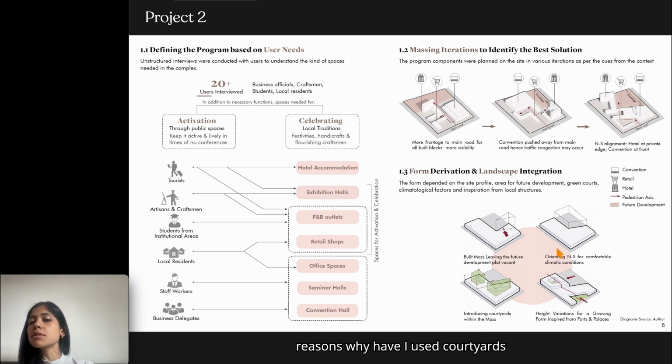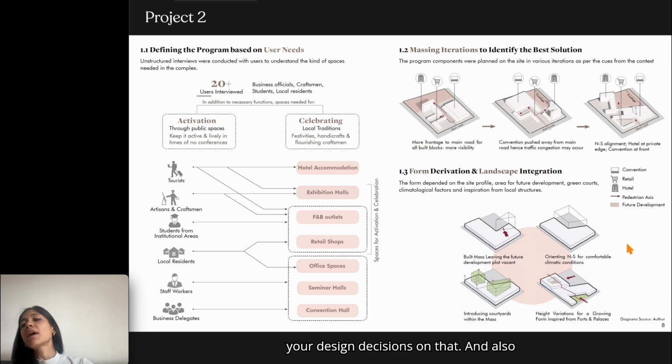So what were the reasons, why have I used courtyards, and how did I place the courtyards. They were based on some kind of orientation studies, sustainability studies, and also the contextual studies that I did before that. So giving the reasoning of each and every design decision that you're taking becomes very crucial. It shows that you have the capability of assessing the information that you have and then basing your design decisions on that. And also showing the process becomes very important because you're depicting that you're not going forward with the first idea that comes to your mind, and you're actually developing it over time.